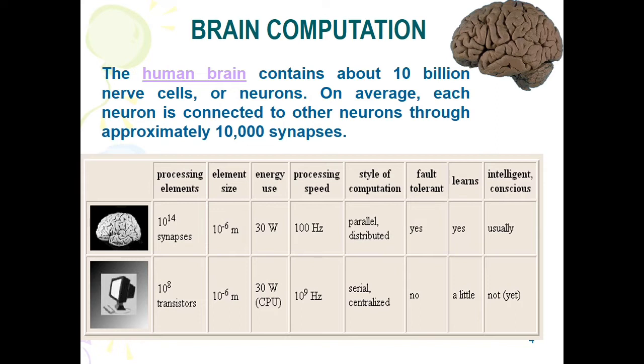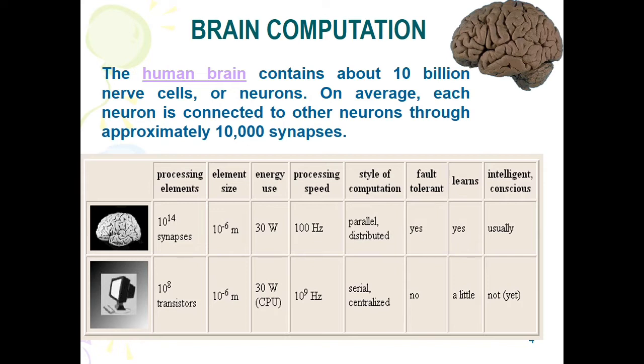You can also compare the features of the human brain with computers. The processing elements in the human brain number about 10 to the power 14 synapses, but in the case of transistors we use 10 to the power 8, and the element size is 10 to the power minus 6, which is equal to that of artificial networks. The energy usage is more or less the same as that used by central processing units. The processing speed is 100 Hz in the human brain, and over 10 to the power 9 in artificial neural networks, that is the computers.